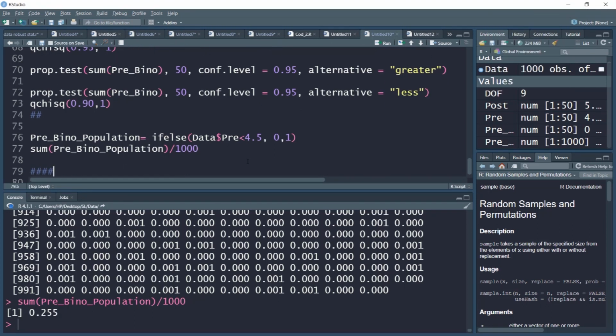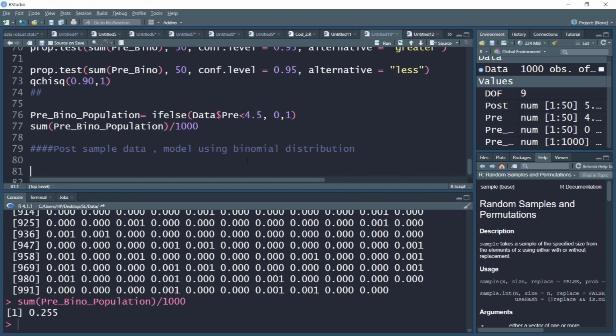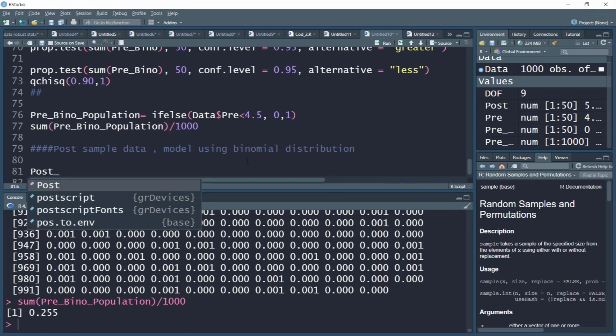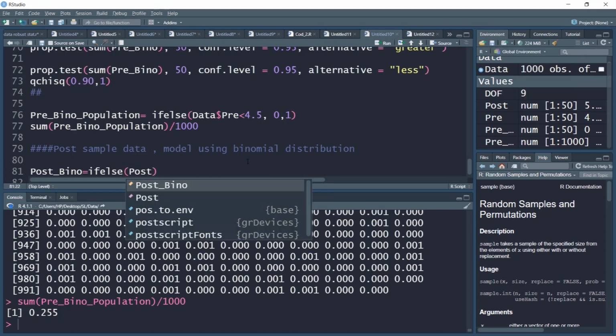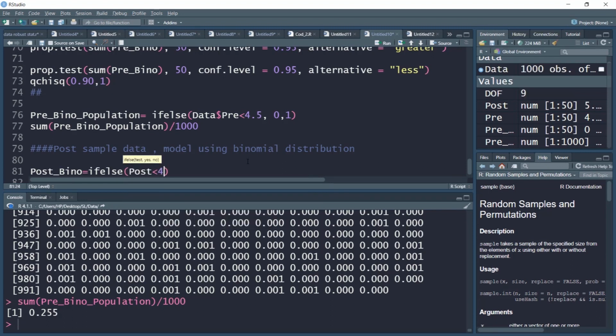So we'll start with post sample data. We'll model it using binomial distribution. So first we need to create our post bino variable as we did for the pre-sample pre-bino variable. We'll create this post bino variable using the same if else argument, and we'll assign a score of 0 if it is less than 4.5 and 1 otherwise.